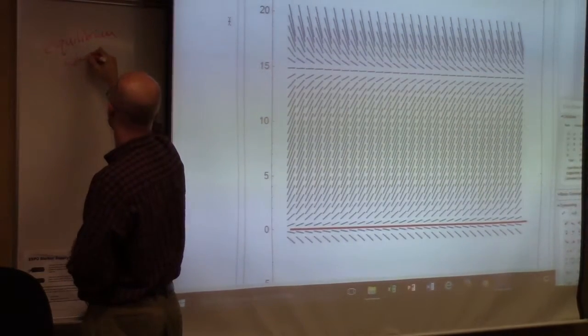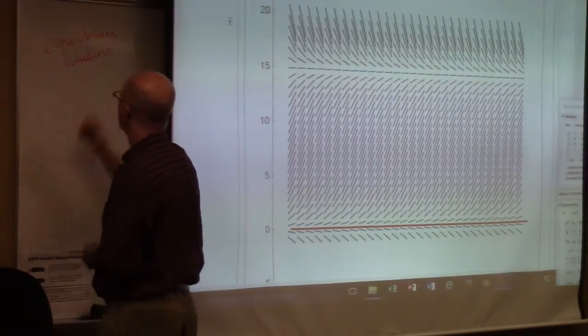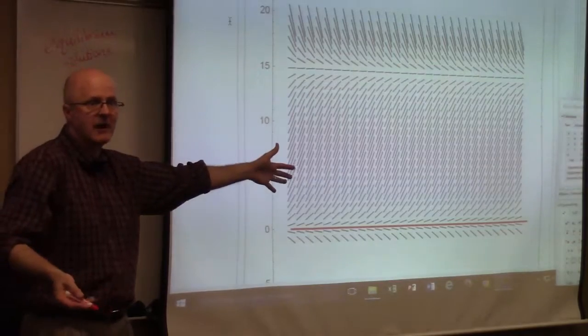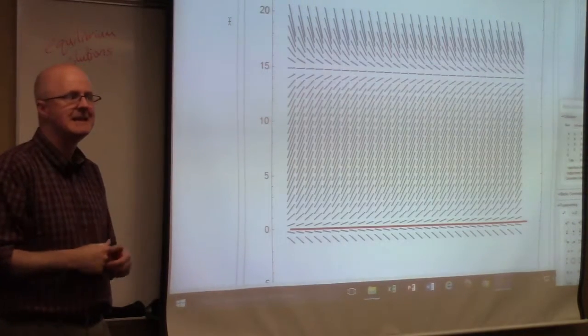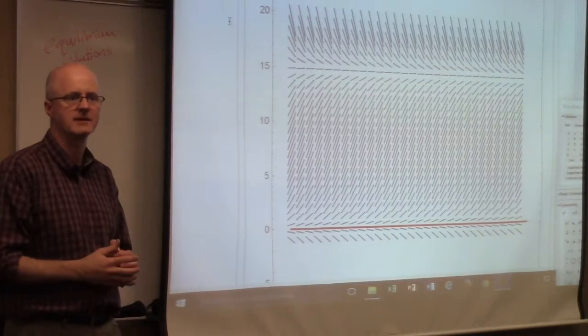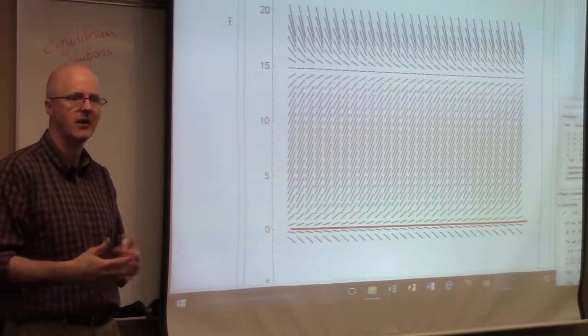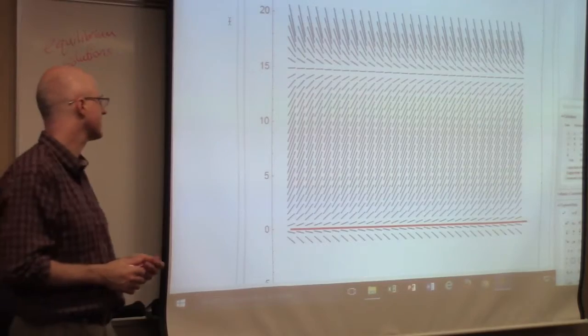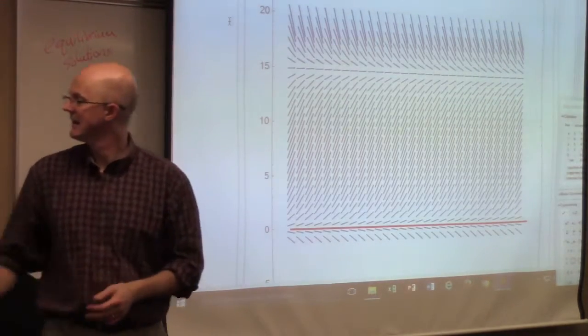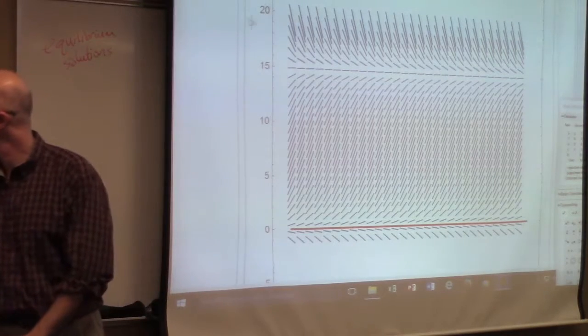Not all differential equations have equilibrium solutions, but when they do, they're pretty simple. For one thing, they're constant functions, and they can help us understand what the rest of the solutions are doing. They characterize what's going on near the equilibrium solution. Let's do another application.